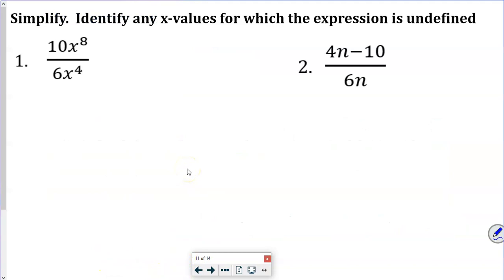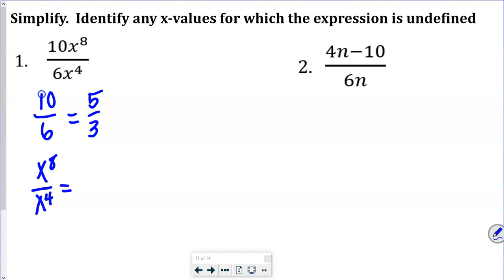All right, so now, this is simplify. Identify any x values for which the expression is undefined. Okay, so the very first thing we're going to look at here is we're going to break this up. So it's going to be 10 over 6. Doesn't that reduce to be 5 over 3? Because both are divisible by 2, right? And then we're going to talk about this other value, which is the x to the 8th divided by the x to the 4th. Well, isn't that really x to the 8th minus 4? Y'all remember anything that's in the denominator is negative, right? So this is going to be equal to x to the 4th, right? So our final answer is going to be 5 over 3 x to the 4th.